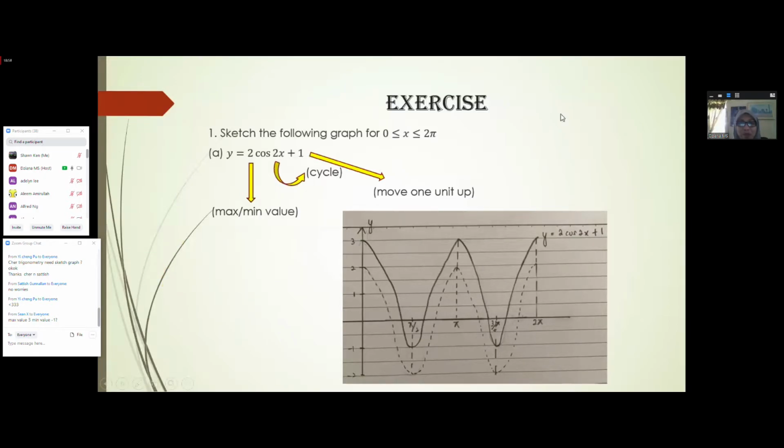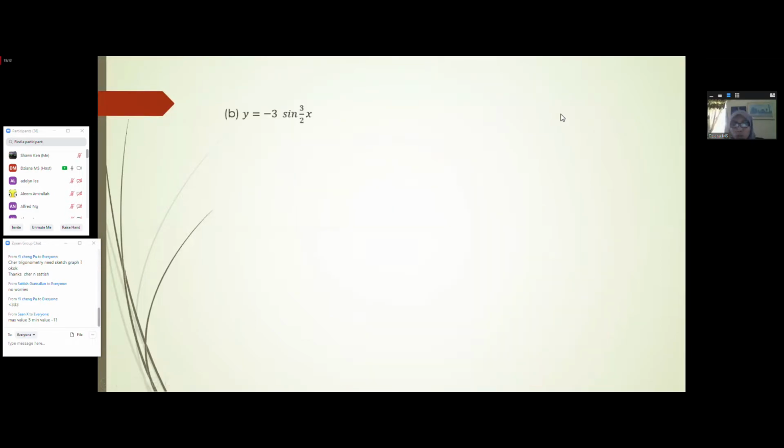Okay, I proceed to the next question, yeah? Okay? All right. Okay, y equals -3 sine 3 over 2x. How many changes in the question? How many changes in the question?